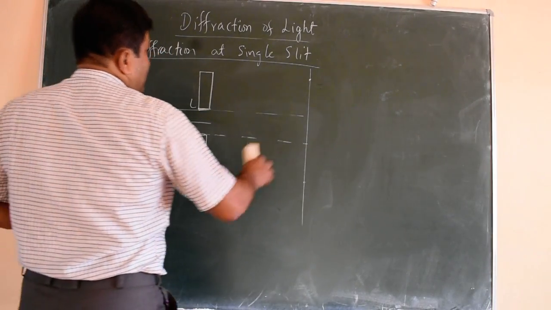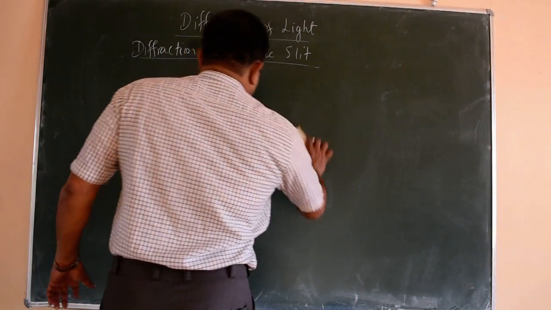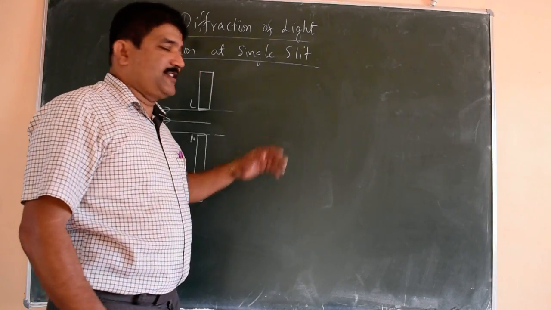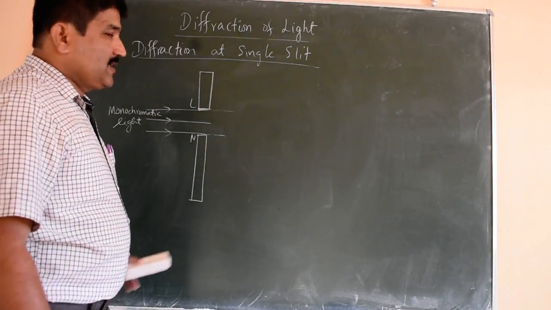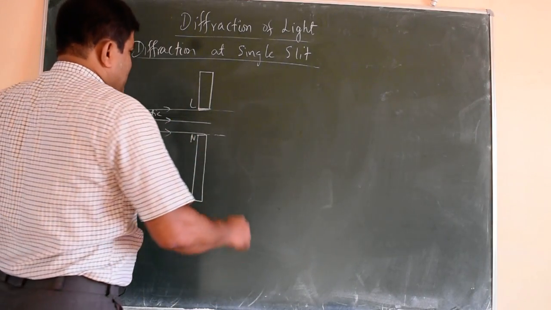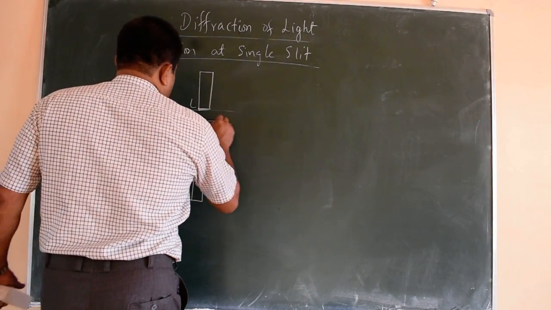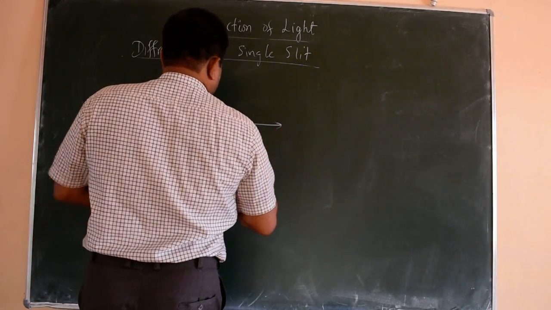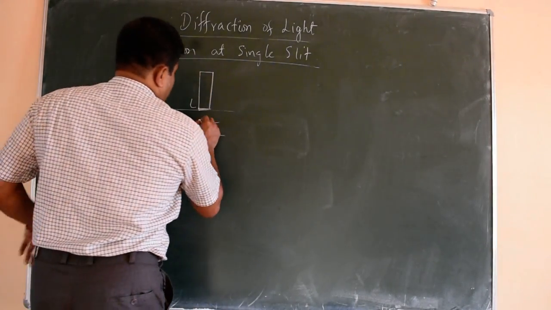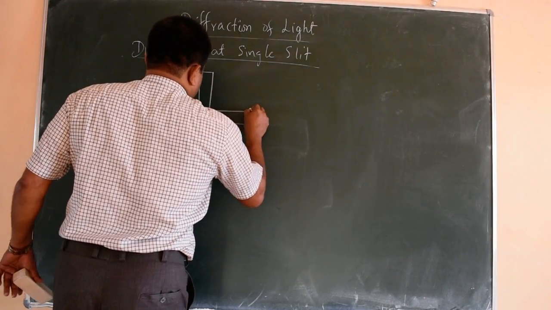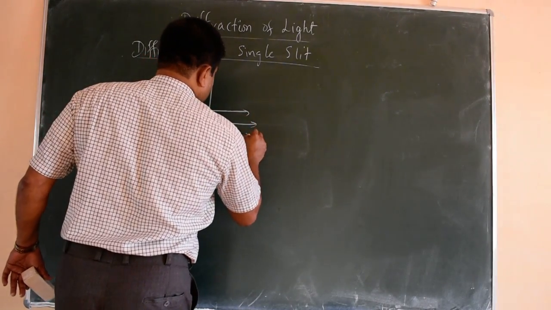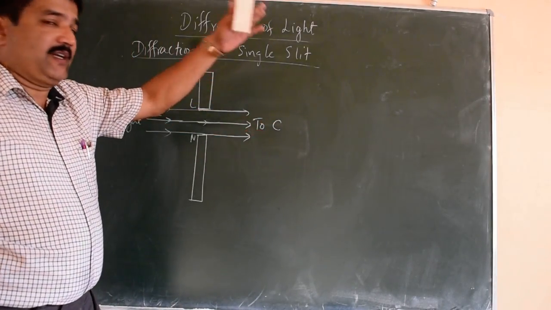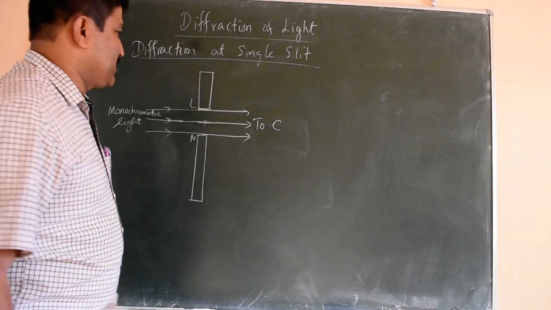So for the study of this, what we do is the screen is placed at a far distance. In this case, that is actually Fraunhofer diffraction. So this light travels and goes to the center of the screen. So this direction I will take as the center of the screen, C. C means this is the center of the screen, and the screen is placed at a far distance.